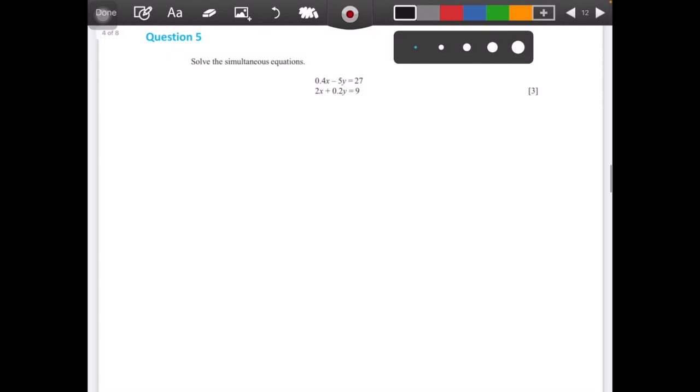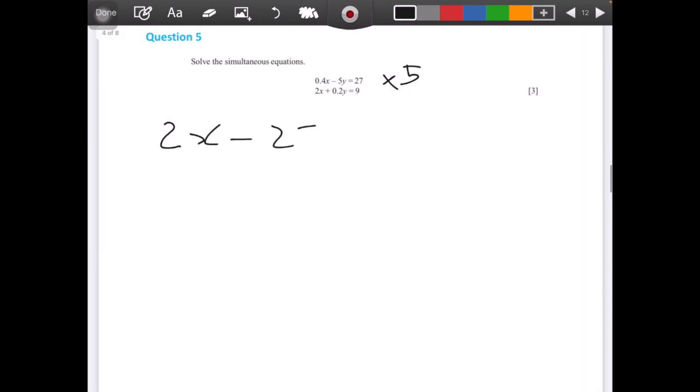So looking at this equation, we can rearrange, we want to try to make both of the equations the same. So what we can do is multiply the first equation by 5 in order to get the same coefficient for x. When we multiply the first equation by 5, we will get 2x minus 25y is equal to 27 times 5 is 135.